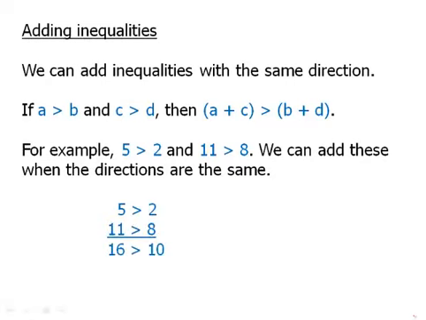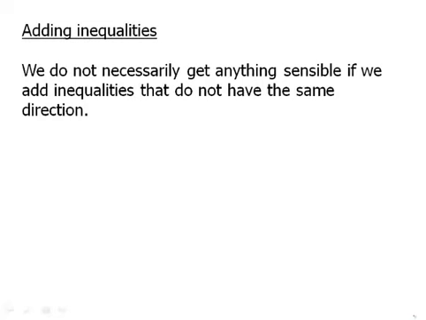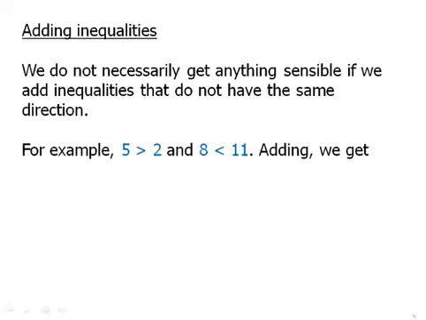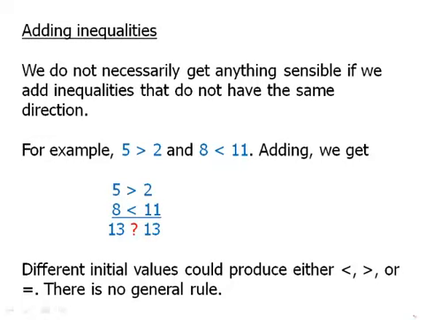We do not necessarily get anything sensible if we add inequalities that do not have the same direction. So for example, these two inequalities, now we flip one around so they have opposite direction. Adding these, well, what happens? We get 13 on both sides, and in fact that's not an inequality at all. That's in fact an equation. And if we pick different initial values, we could produce a sum that would either be greater than, less than, or equal to. And so it means that there's no general rule. When you start adding inequalities where the sign is pointing in opposite directions, basically you get mathematical nonsense. There's no way to predict what you're going to get.